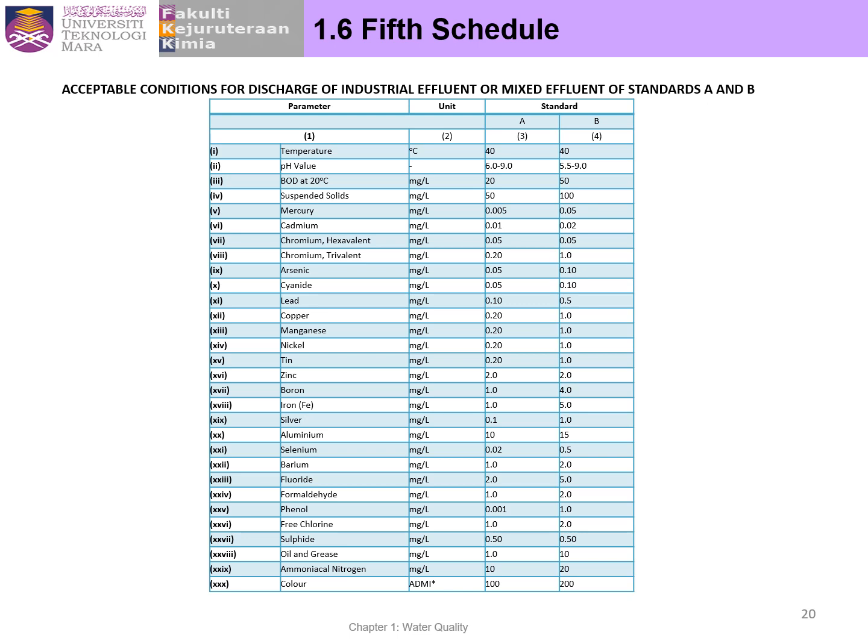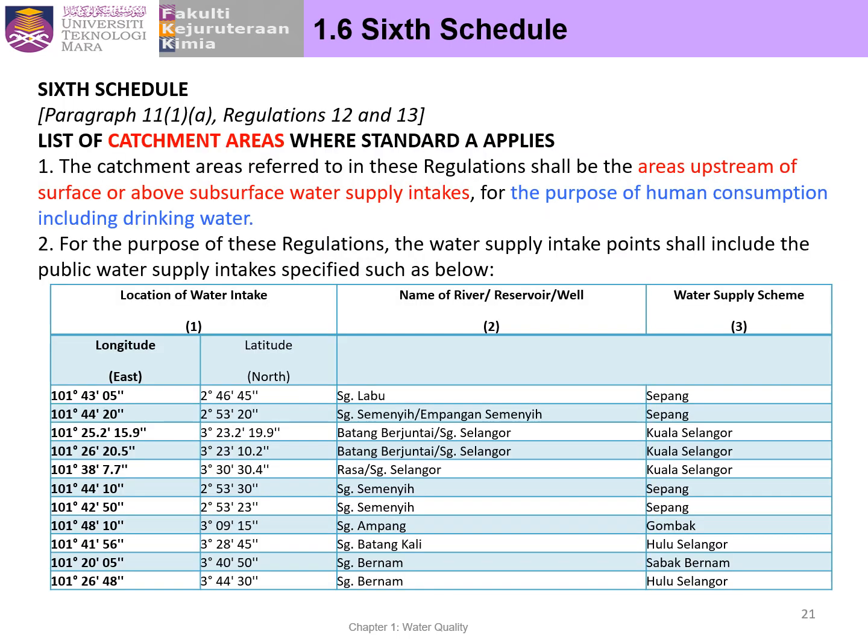We are going to go through the example maybe in a tutorial. And then I guess this is the second last slide, the sixth schedule. Basically, this sixth schedule represents the catchment area. Catchment area is very important. It shows the areas upstream of the surface or above the subsurface water supply intakes. What you should have in your mind is that the catchment area is the location of the river dam.